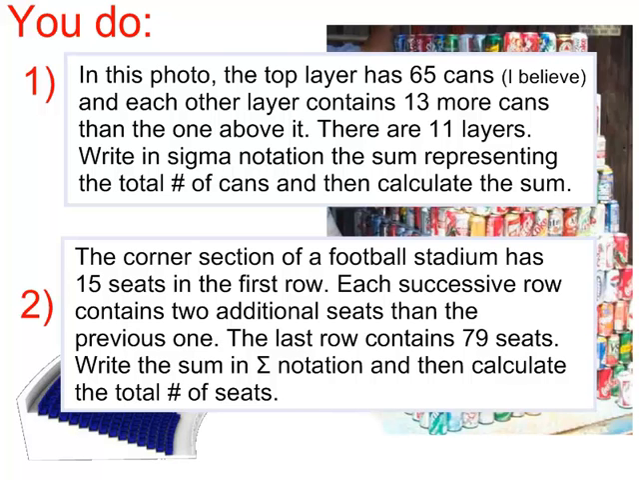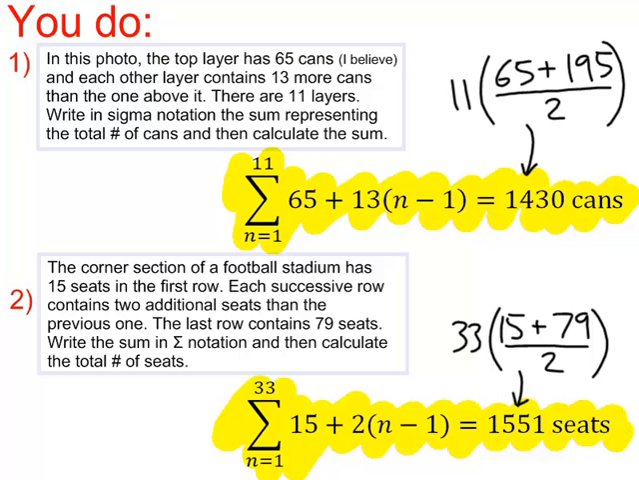Okay, let's see how you did. There are my solutions. I'll point out that as part of the first problem, you needed to figure out that there are 195 cans in the bottom layer of that stack. And in the second problem, you needed to figure out that there were 33 rows.